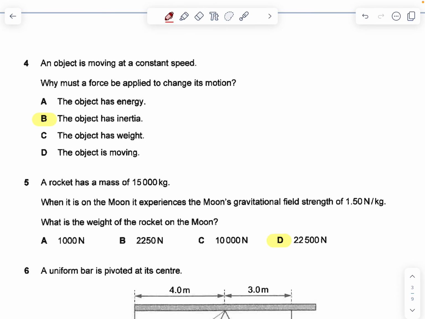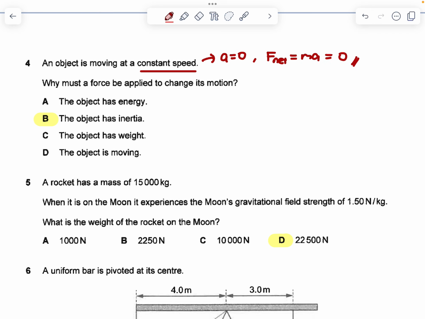Question 4. An object is moving at constant speed. So it means there's no acceleration. Acceleration equals 0. F net equals ma equals 0. Okay. So what force must be applied to change its motion? Why does a force need to be applied to change motion? It's because the object has inertia. The reluctance to change its state of motion.